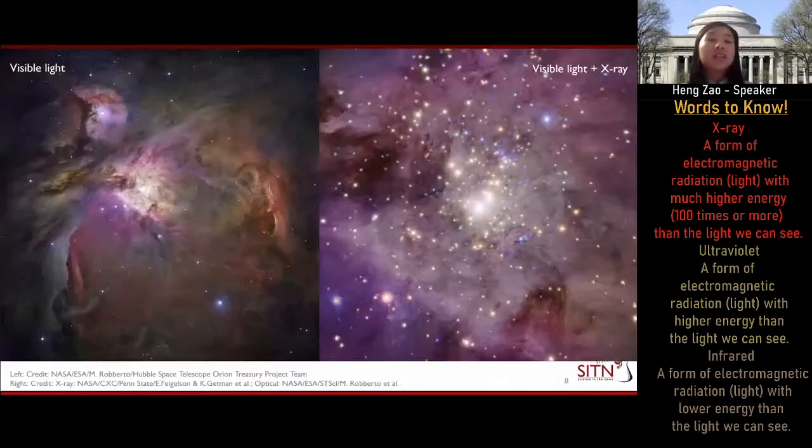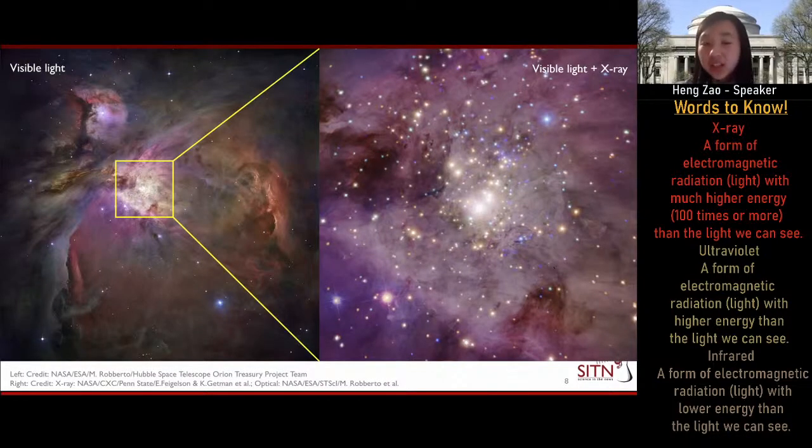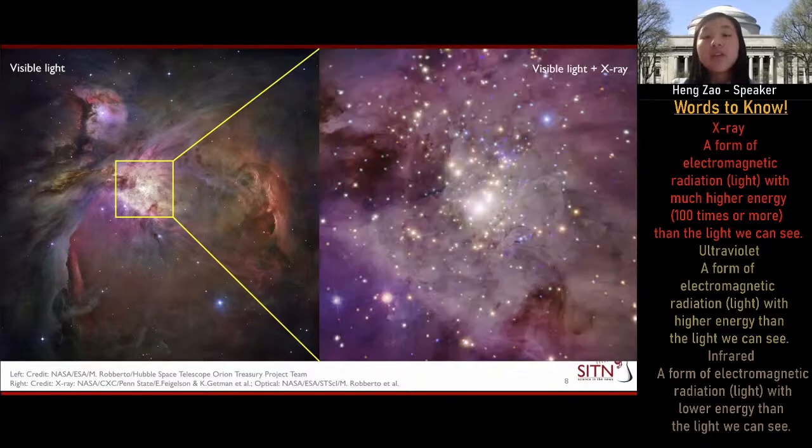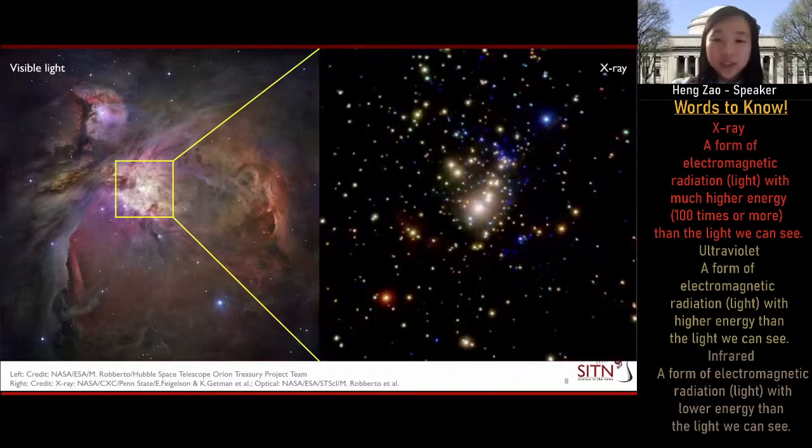So now we can look back at the picture at the beginning, as I illustrated a little bit. This is the visible light plus the X-ray, or this is the X-ray. They show very distinct characters of the same part of the universe. But those are very important for us to together understand how stars are formed, etc.